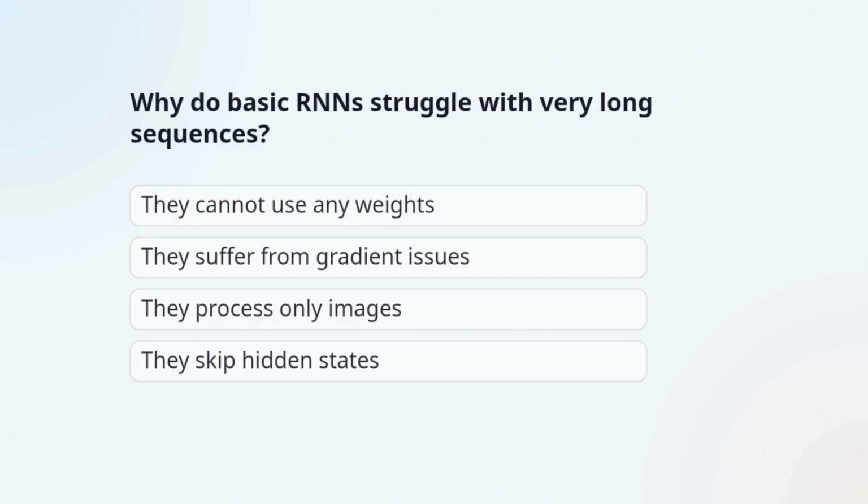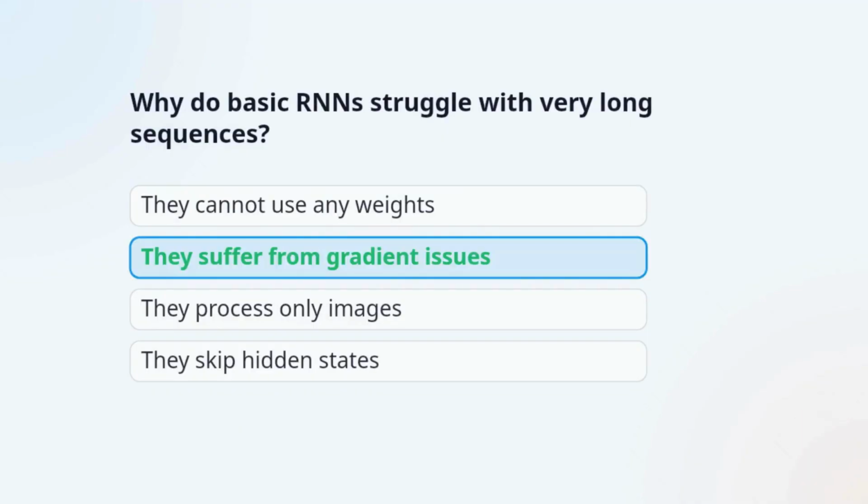Question 3. Why do basic RNNs struggle with very long sequences? The correct answer is they suffer from gradient issues. Vanishing and exploding gradients make it hard for standard RNNs to learn long-range dependencies.